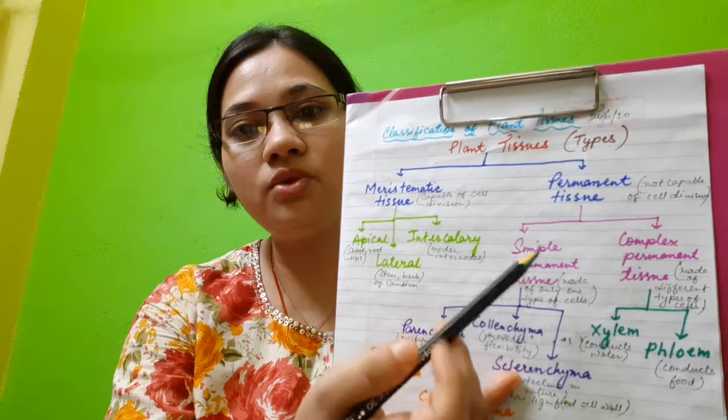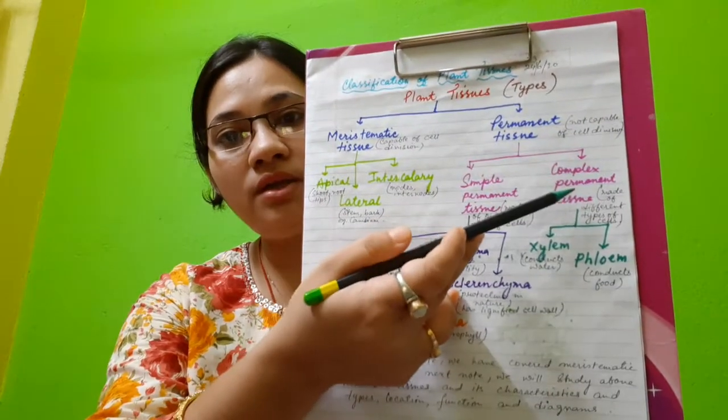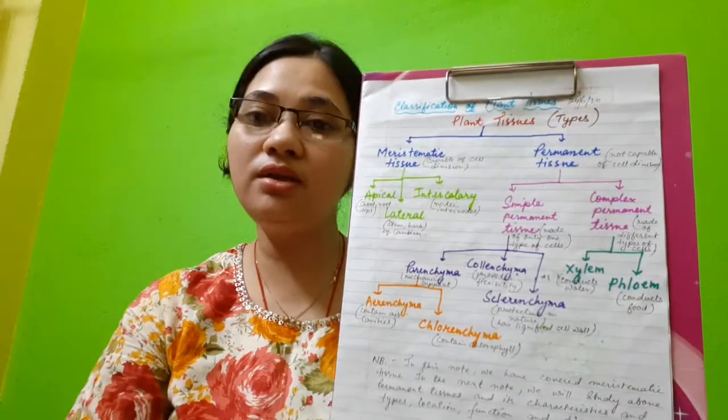So this process is called differentiation. Differentiation means the process by which meristematic tissues are transformed to form permanent tissues and they lose their power of cell division. Now these permanent tissues are again of two types, simple permanent tissue and complex permanent tissue.